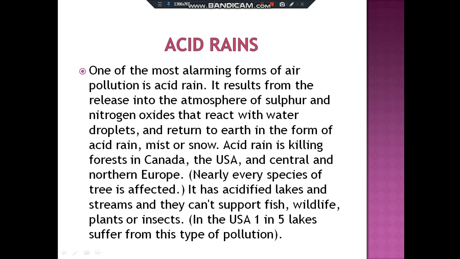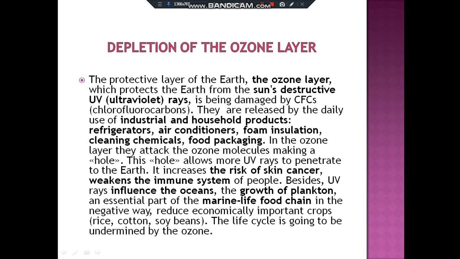Acid rains. One of the most alarming forms of air pollution is acid rain. It results from the release into the atmosphere of sulfur and nitrogen oxides that react with water droplets and return to Earth in the form of acid rain, mist or snow. Acid rain is killing forests in Canada, the USA, and Central and Northern Europe. Nearly every species of tree is affected. It has acidified lakes and streams, so they can no longer support fish, wildlife, plants, and insects. In the USA, 1 in 5 lakes suffer from this type of pollution.